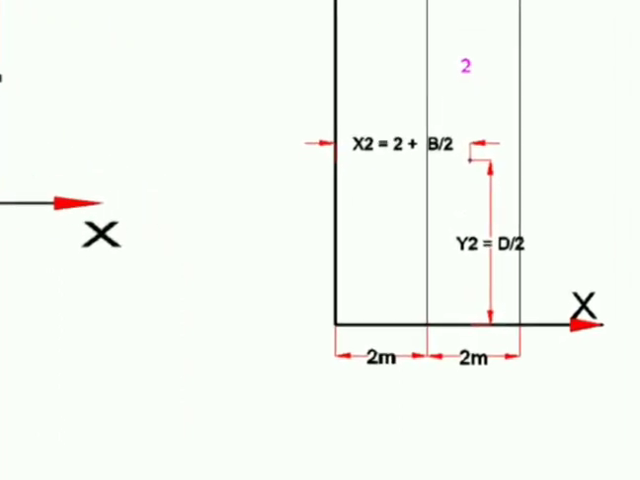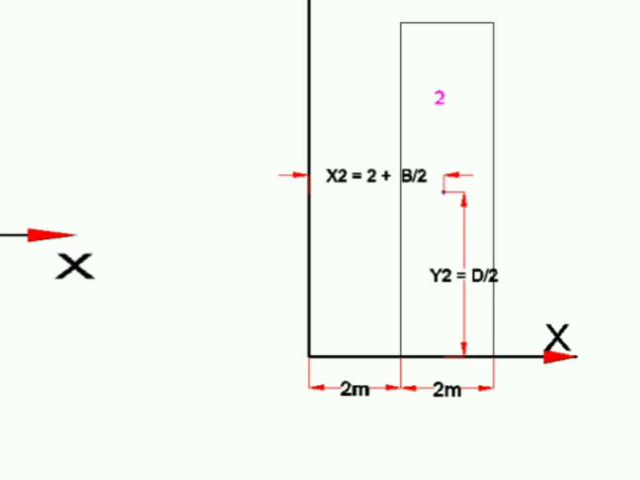Now for this rectangle, what will be our x2? x2 will be, because we are locating the centroid from the reference axis, 2 plus b by 2. Don't forget that 2, because again we are locating the centroid of the element from the vertical axis. So from the centroid we have to reach the vertical axis. How can we reach? b by 2 plus 2, that will be your x2.